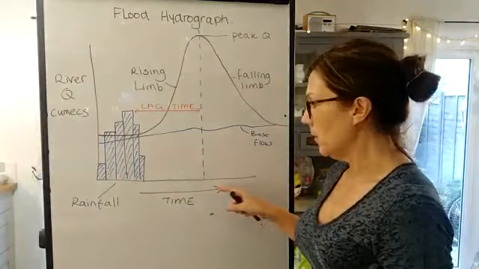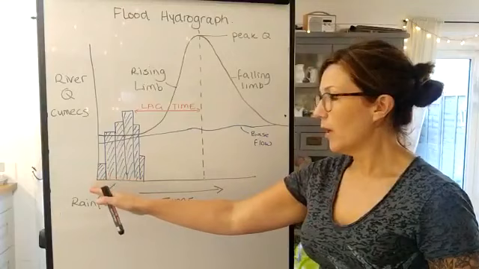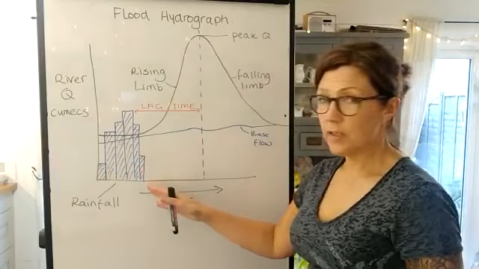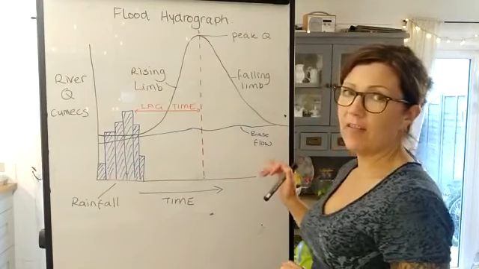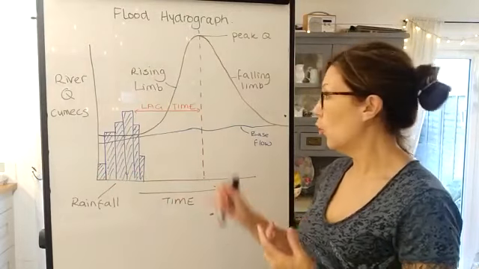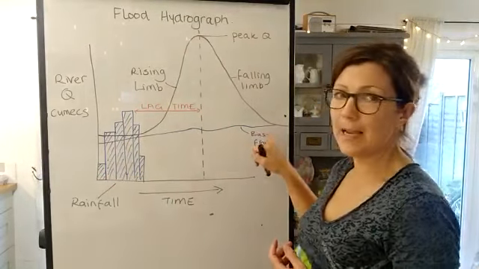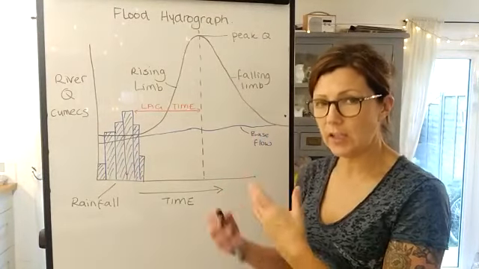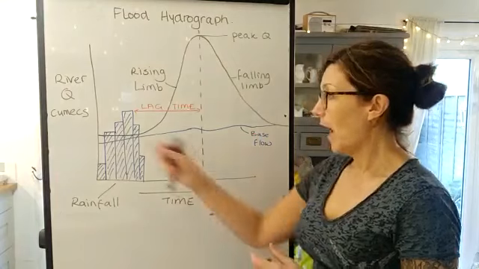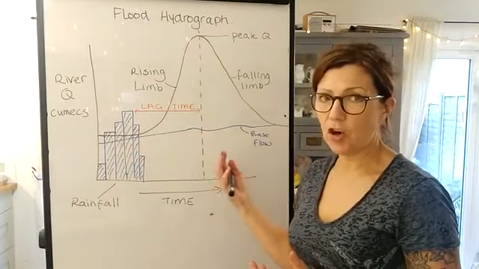Along the bottom, we've got time. This is from when it first starts to rain, to when it stops raining, when we've got lots of water in the river, to when the river goes back to its base flow, which is its normal flow. That's this blue line here, the base flow, which means the level that the river is normally at when it's not raining so much, and the amount of discharge flowing through at this time.